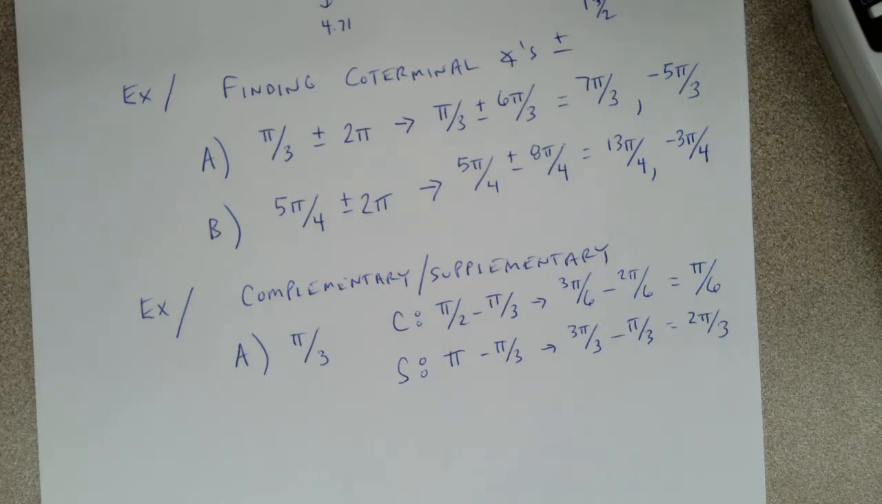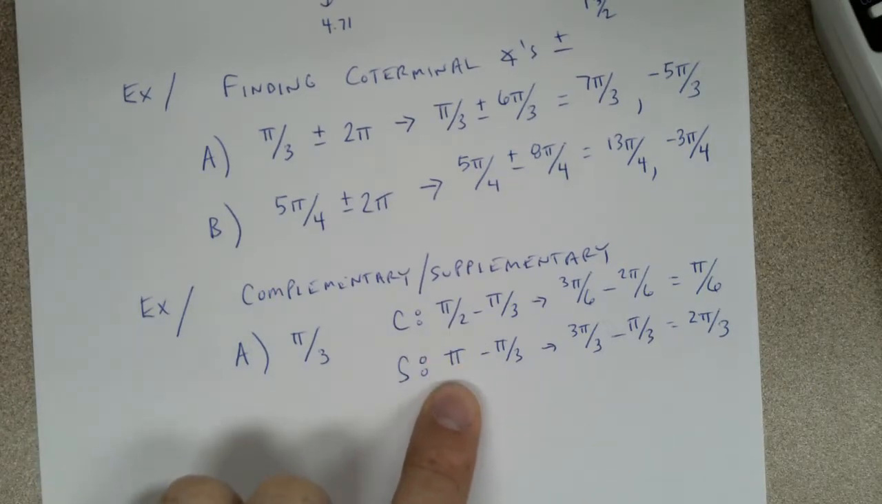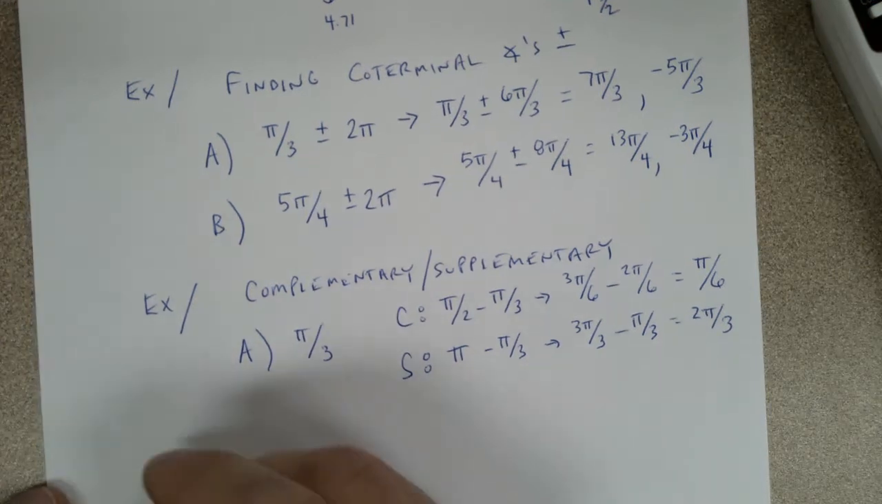Any questions on complementary and supplementary? Hopefully that's pretty straightforward. You're using pi halves for complementary. For supplementary, you're using pi.